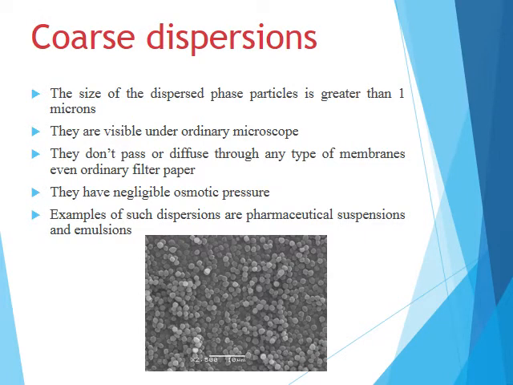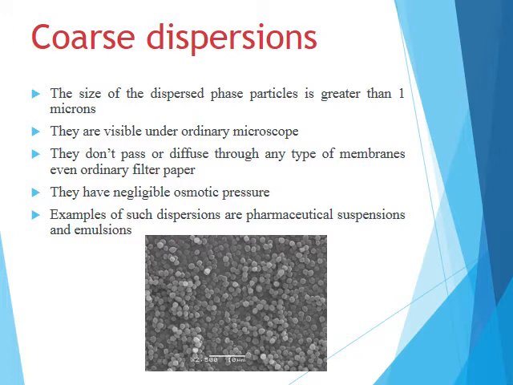On the other hand, coarse dispersions are characterized by the following properties. The size range of the dispersed phase is greater than 1 micron, so it has a larger particle size compared to the molecular and the colloidal dispersions. They can be seen under an ordinary microscope, so you don't need, for example, an electron microscope or ultramicroscope to resolve or scan the particles within the coarse dispersions. All you need is an ordinary light microscope.